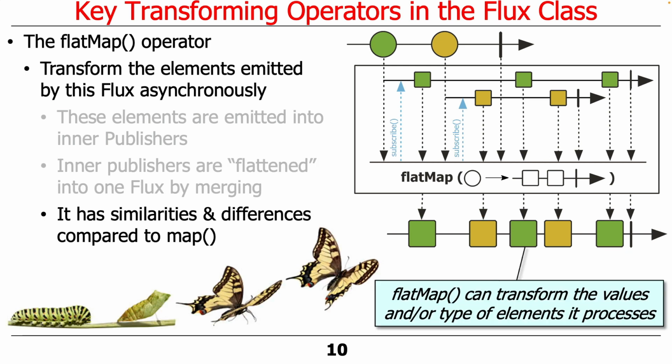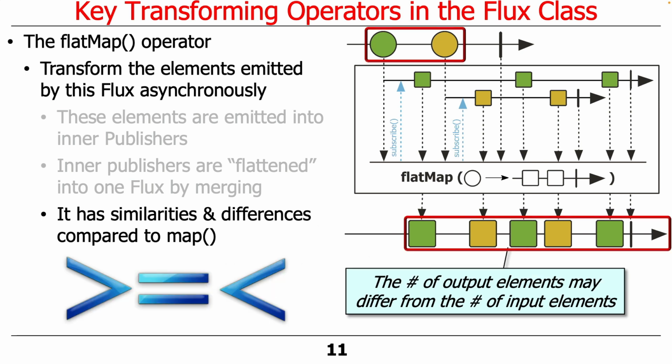It has some similarities and differences compared to map. The similarities are that flatMap can transform the values and/or the types of elements it processes, just like map. It's the same in that respect. However, the number of output elements may differ from the number of input elements. So you might end up with more output elements than input elements. You might end up with the same number, or you could actually end up with less elements if you're going to end up eating some of the elements and suppressing them in some way or another.